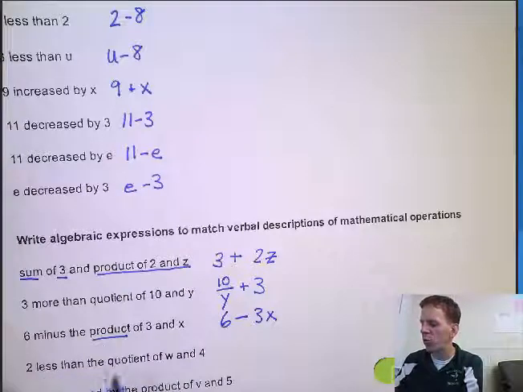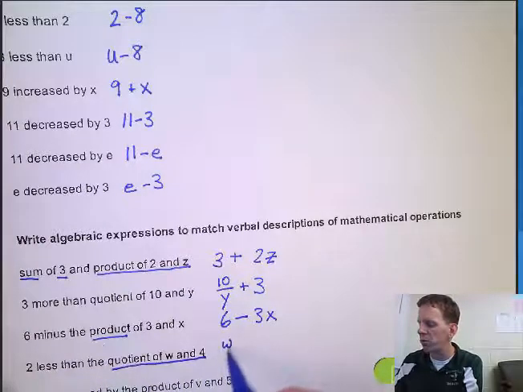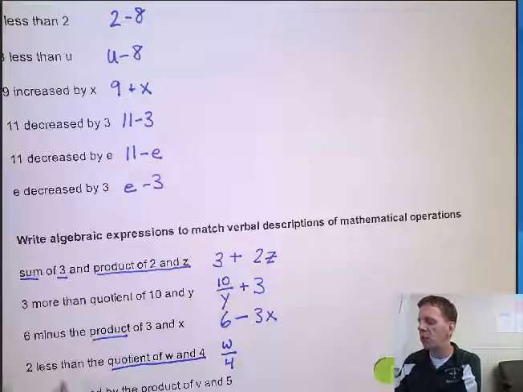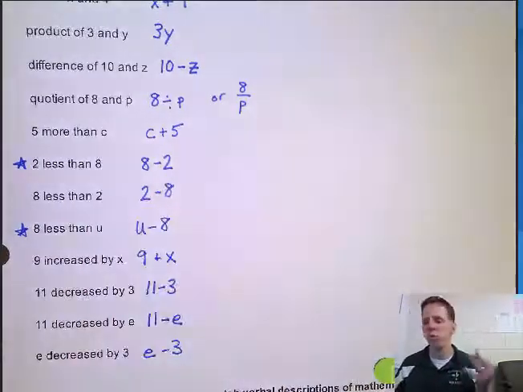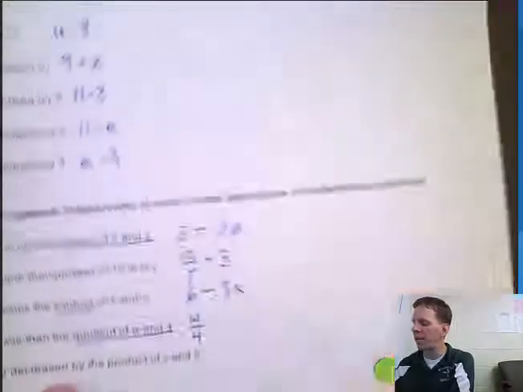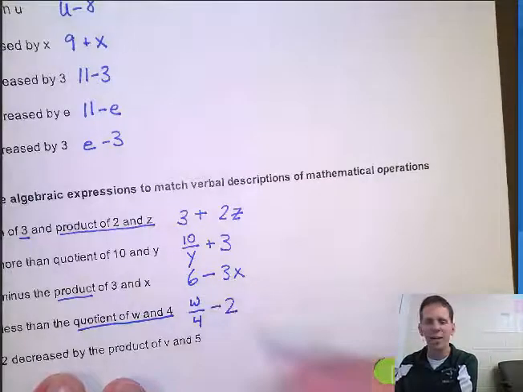2 less than the quotient of w and 4. Now I know quotient means divide, so it's w over 4. 2 less than this. Remember, 2 less than 8 meant 8 minus 2. So if it's 2 less, we subtract it from that answer. W over 4 minus 2.